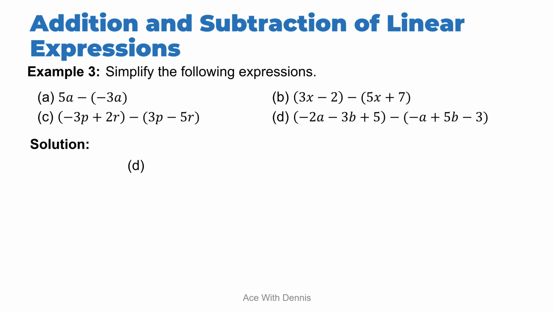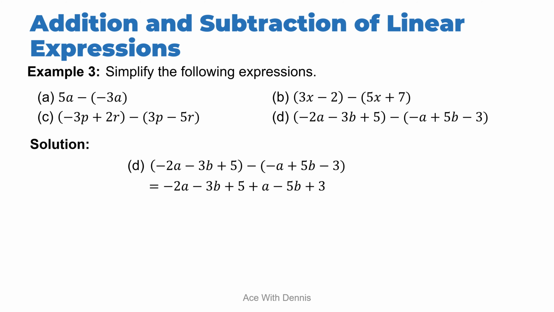For D, we involve more terms inside each bracket. We have negative 2a minus 3b plus 5 minus bracket negative a plus 5b minus 3. So we want to remove the bracket for the second linear expression. All the signs have to change. Hence, we have negative 2a minus 3b plus 5, then plus a minus 5b plus 3.